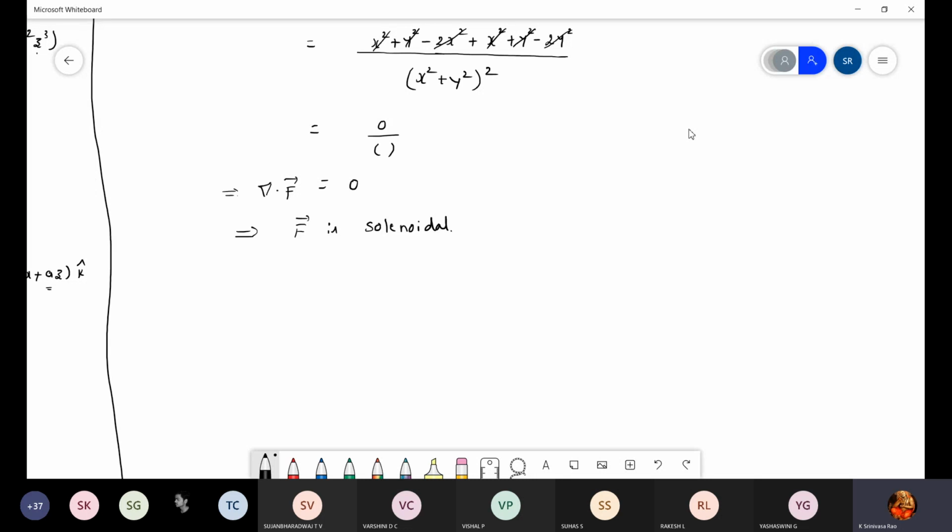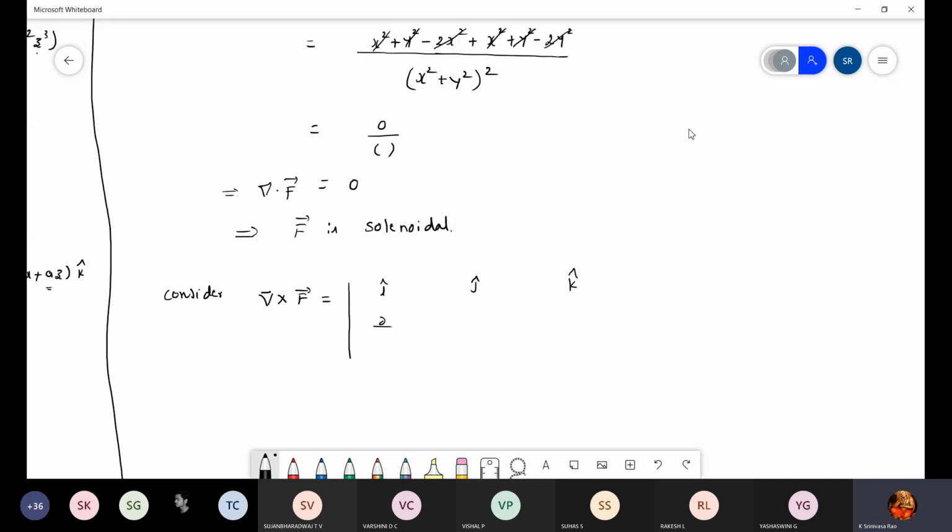F is solenoidal. Got it? Yes, sir. Similarly, you have to show f is irrotational. For that, consider curl f. Consider del cross f, curl f, that is equal to determinant i, j, k.